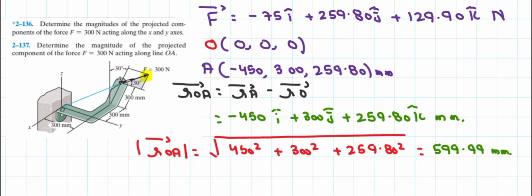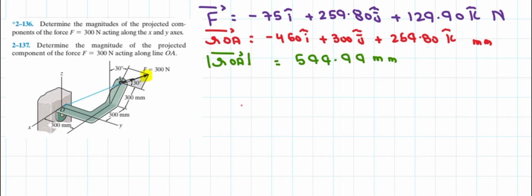Now, for finding out the magnitude of the projected component of force acting along the line OA, we have the formula. So let me erase some extra things from here. Our final step is to find out the magnitude of the component of force F acting along the line OA. The magnitude of the component of force F is equal to the vectorial form of force F into the unit vector. The unit vector in this case is the vector upon its magnitude, that is, the position vector upon the position vector magnitude.